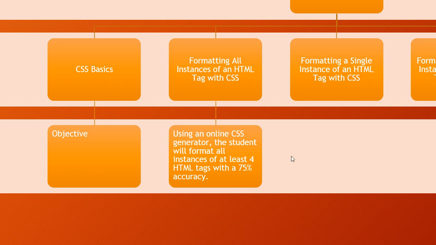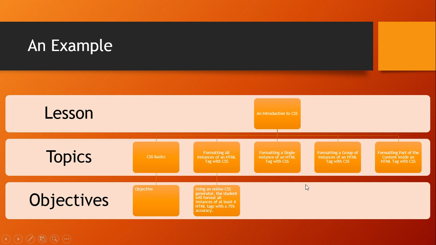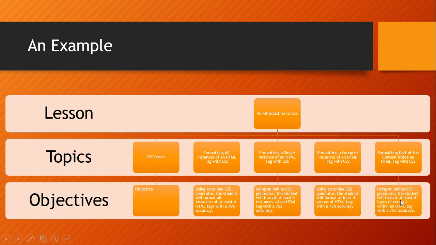And the same would go for all the other objectives. So if I want them to learn how to format a single instance, my objective will say formatting at least 4 instances of an HTML tag. And what I would be able to do is to look at their work and see if they in fact formatted at least 4 instances of a tag, or at least a group of tags, or that they formatted part of the contents of a particular tag. And so for each topic, there's a single objective, and I write my objectives using the model of my choice.